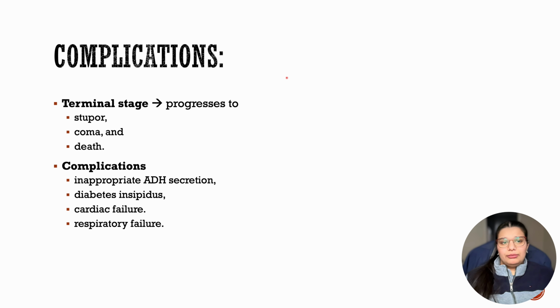Moving on to the complications. Now, the terminal stage. First we talked about the incubation period, then the prodromal phase. After the prodromal phase, it progresses to the acute neurological disease, and after the acute neurological disease, if it's not treated and it progresses, it can lead to the terminal stage that can progress to stupor, coma, and even death of the patient. And it does have some complications like inappropriate ADH secretion, diabetes insipidus, cardiac failure, and even respiratory failure can occur because of rabies.